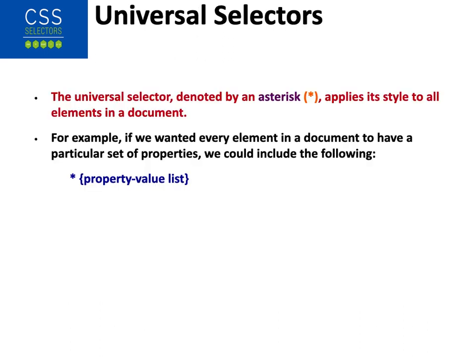And the last type is universal selector. The universal selector denoted by an asterisk or star symbol applies its style to all elements in a document. In some cases, for example, if we wanted every element in a document to have a particular set of properties, we could include the following star property value list. So that is applicable to the entire web page. So these are the selectors or different selector forms of CSS.